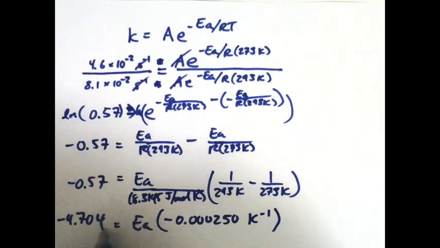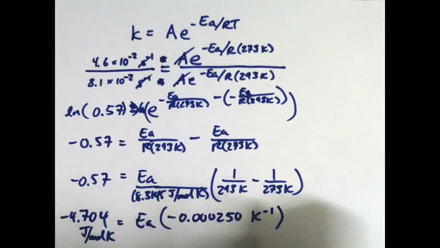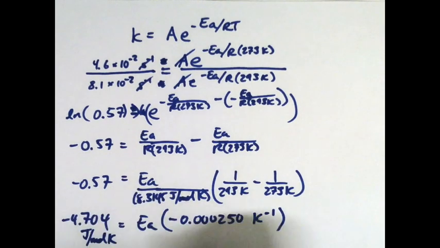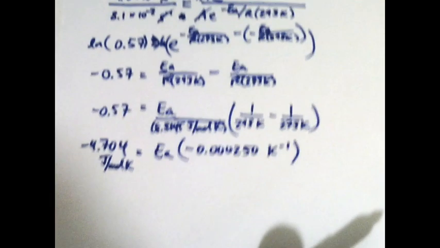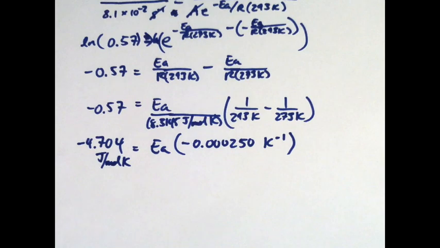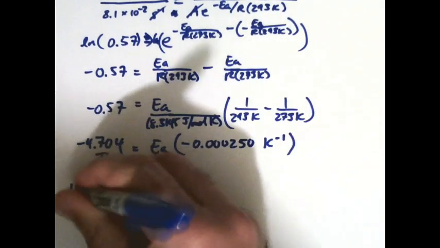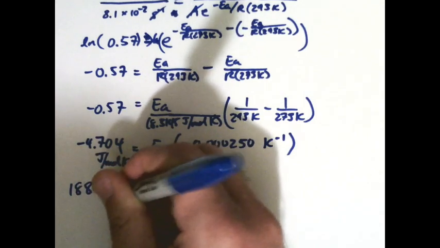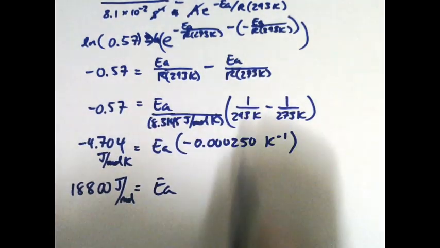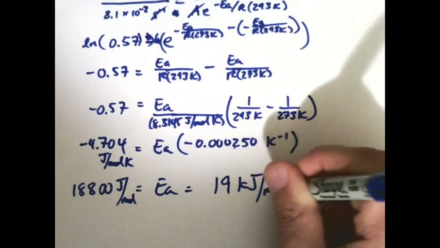Note that this number right here, since I multiplied by all that, would be joules per mole Kelvin, and that's also a big deal to recognize. When I divide this through by both sides, the kelvins are going to go away. I'm going to get something in joules per mole. And so I'll move this up a little bit so we can see what we're doing. But the end result of this here is going to be 18,800 joules per mole equals E sub A when I divide both sides by that. So in other words, roughly 19 kilojoules per mole.